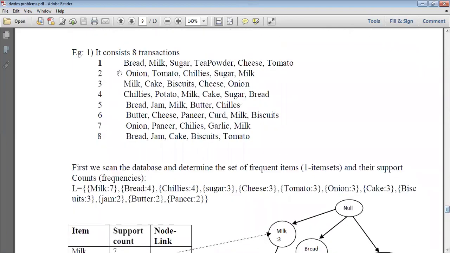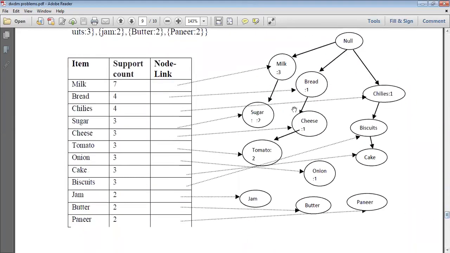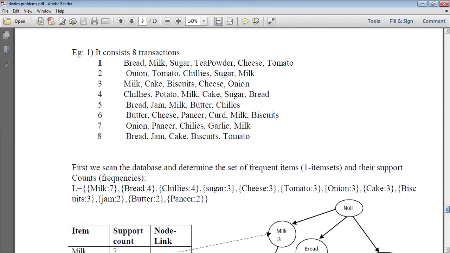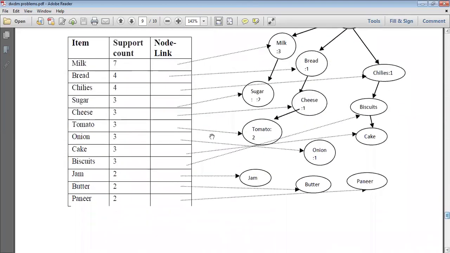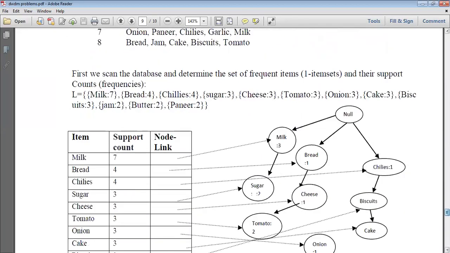Okay, next you take the second transaction. In the second transaction, the first one is onion. You have to check whether any link already exists. No, onion is separate, so you connect it with the onion link taken as 1. Next one, tomato. Tomato is already linked with a node link, so we connect it with these subnodes and change its count to 2. Like this, all transactions we have to process.